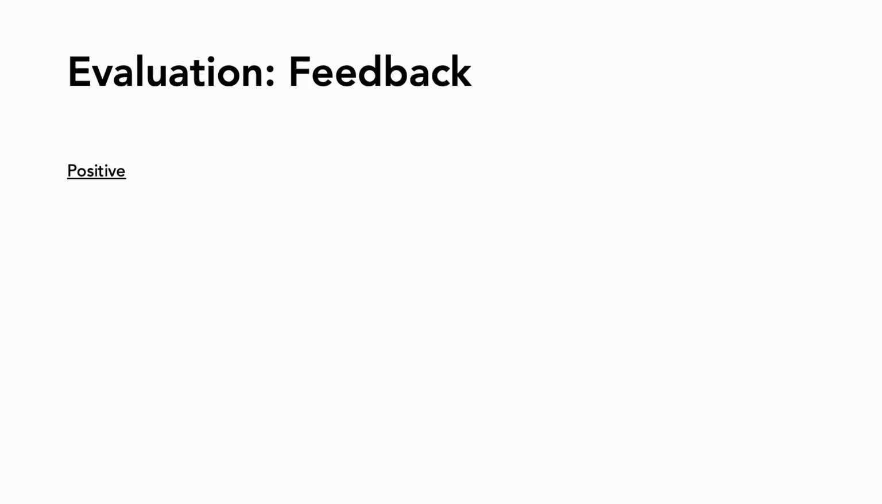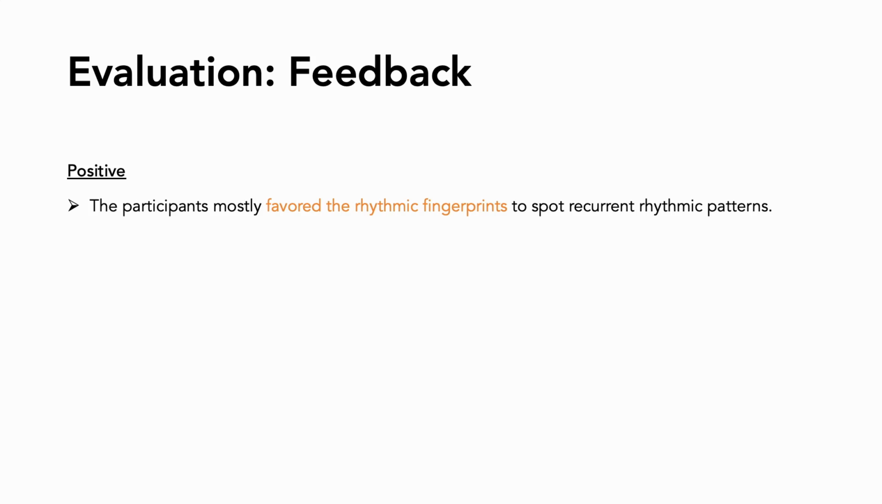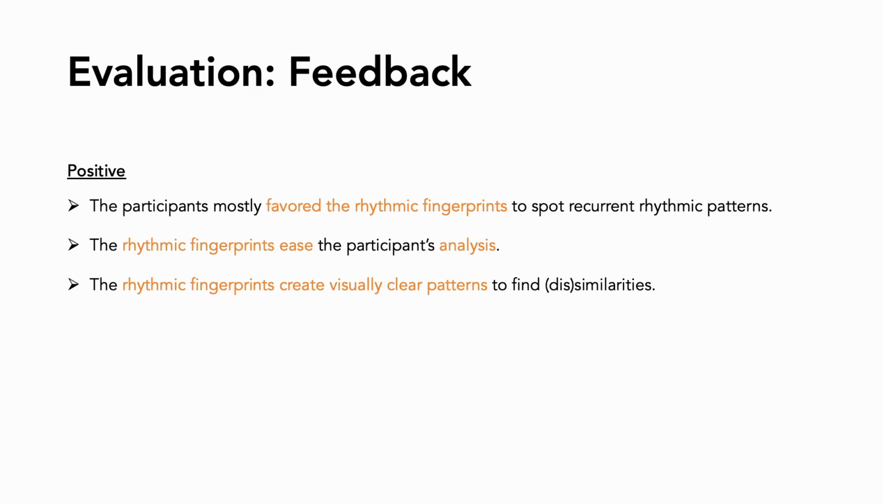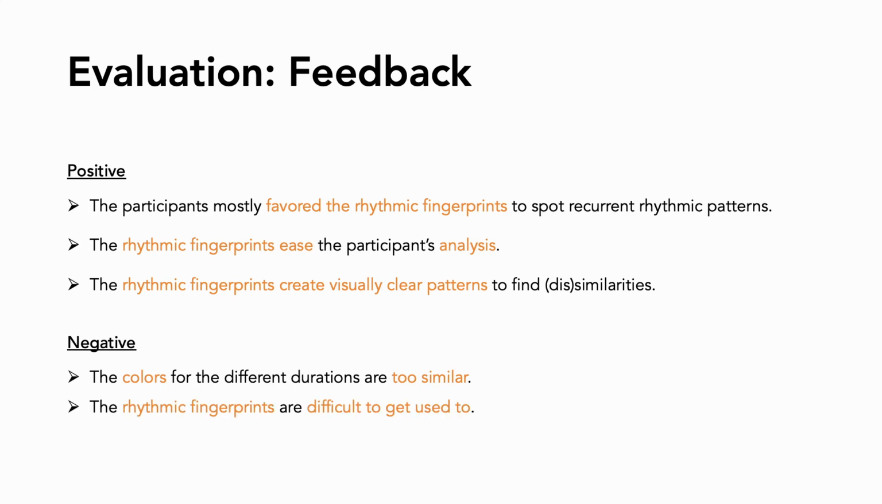Most of them favored the rhythmic fingerprints over the Common Music Notation to spot recurrent rhythmic patterns. Also, the participants reported that the rhythmic fingerprints eased their analysis and created visually clear patterns. This allowed them to find similarities and dissimilarities more easily. Besides this positive feedback, the participants were worried that the used colors are too similar, which made it difficult for some of them to get used to the rhythmic fingerprints.